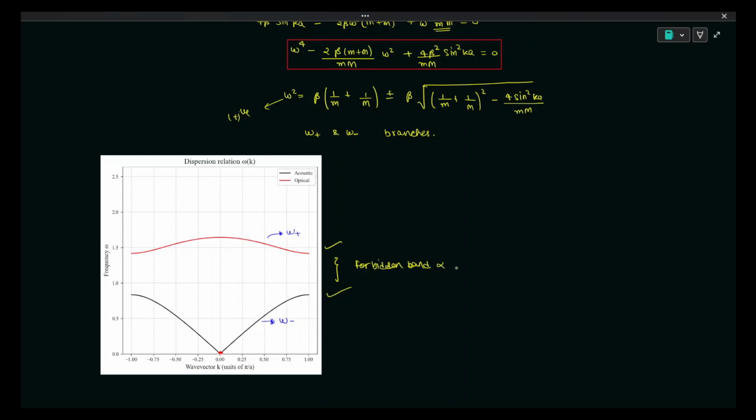The width of this band depends on the mass ratio of the two atoms, capital M divided by small m. The larger this ratio, the larger the band gap. Also notice that the existence of this forbidden band is a characteristic feature of the diatomic lattice only. You don't see such a forbidden band in the case of a monoatomic lattice.